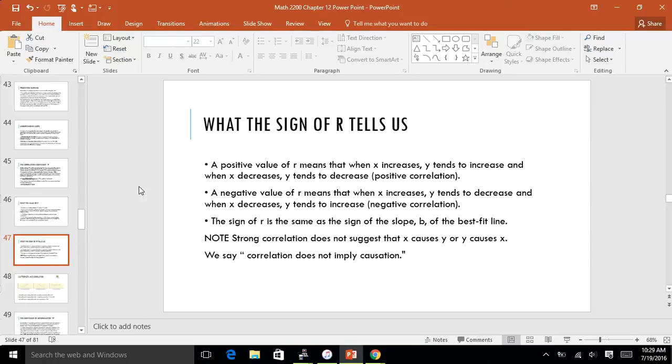The sign of R is the same as the sign of the slope of the line of best fit. Okay, a strong correlation does not suggest that X causes Y or Y causes X. We say correlation doesn't imply causation. You're just seeing if there is something going on between the two. You're not saying that one causes the other. You're just trying to see if there's a relationship.